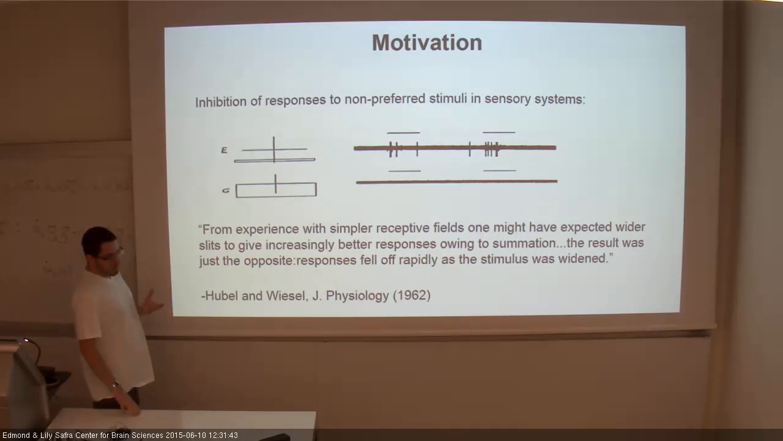selective to a particular stimulus, and you present that stimulus, but there are also other stimuli, the response of that neuron is suppressed. Just as an example of that, this is from the Hubel and Wiesel paper that we read together in class.